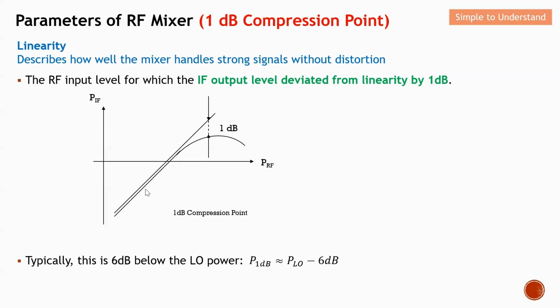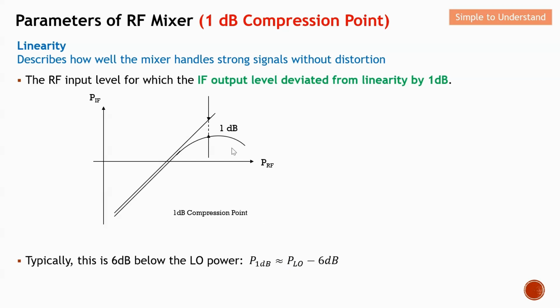This is achievable until it reaches a point where it can't cope anymore, and in fact it becomes saturated, and from here you can see that the curve starts to bend. When it bends to 1 dB lower as compared to the linear power, this is what we know as the 1 dB compression point. And typically this point is about 6 dB below the LO power. So if we want to compute the power at the 1 dB compression point, it is roughly the power at the LO minus 6 dB.